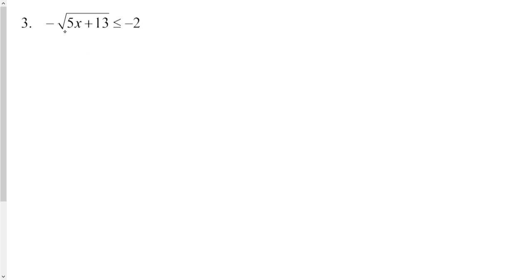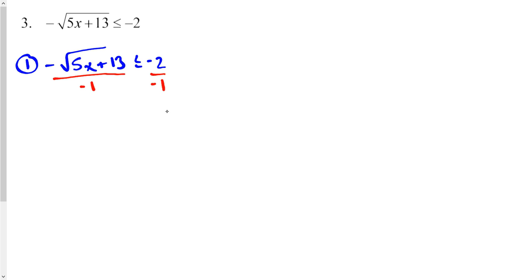So this one we have the negative square root of 5x plus 13 has got to be less than or equal to negative 2. All right. So the first thing that I need to do is solve the actual inequality. Before I can start squaring stuff, I need to isolate the radical. So I'm actually going to divide everything by negative 1, okay? Because I got to get rid of this negative right here. A negative divided by a negative results in a positive, but I also need to remember that when I'm dividing by a negative, I have to flip around that inequality.